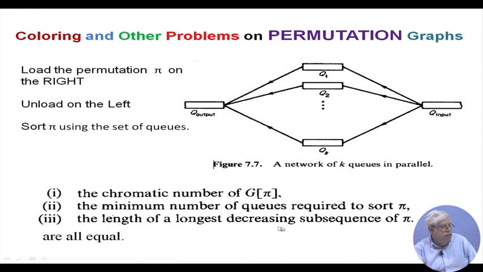And the length of the longest decreasing subsequence will also be equal to that number. So I like to think of my network here as the numbers come in. Each queue has a painter with a different color. And if a car goes into Q2, it gets painted color 2, and out it comes. So not only am I sorting it, but in the process of sorting it, I'm also going to be painting the cars the color of its Q.